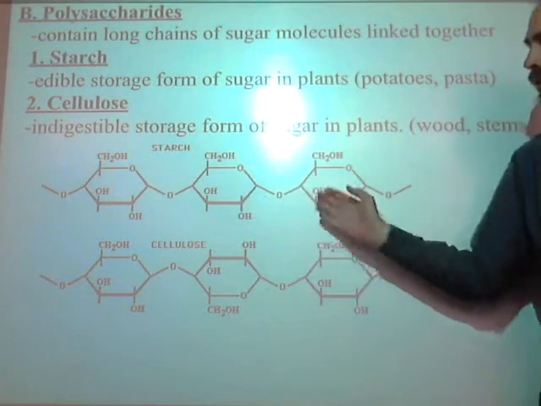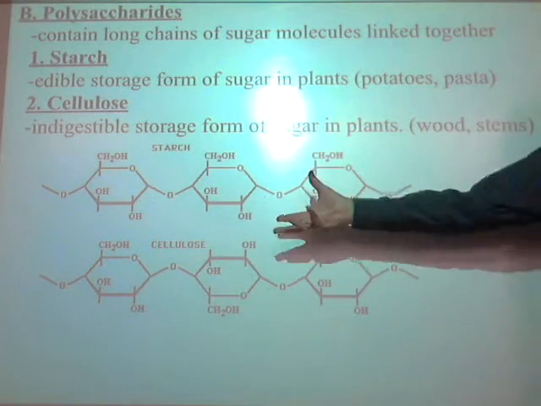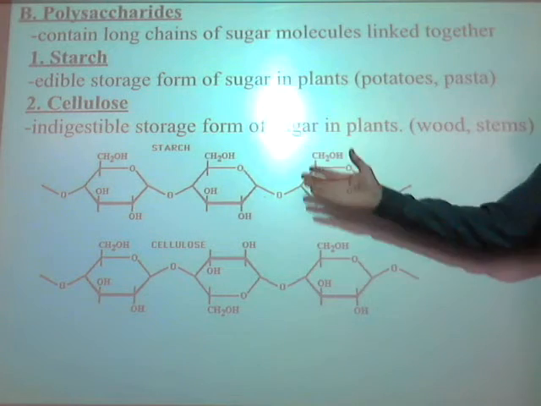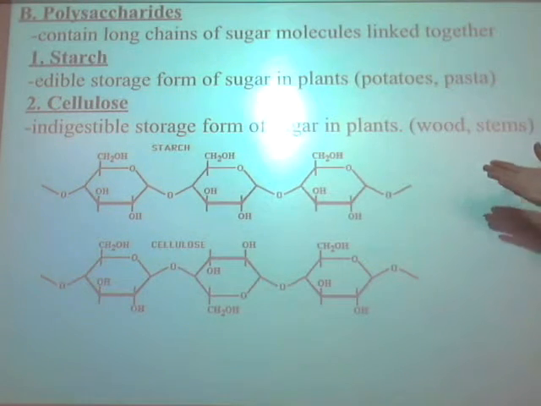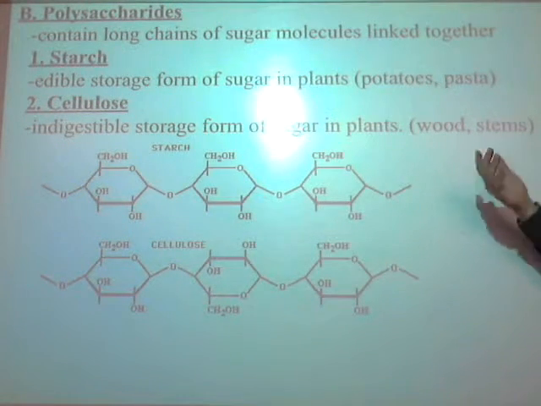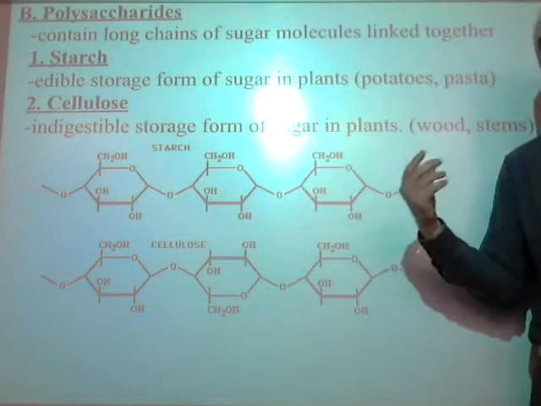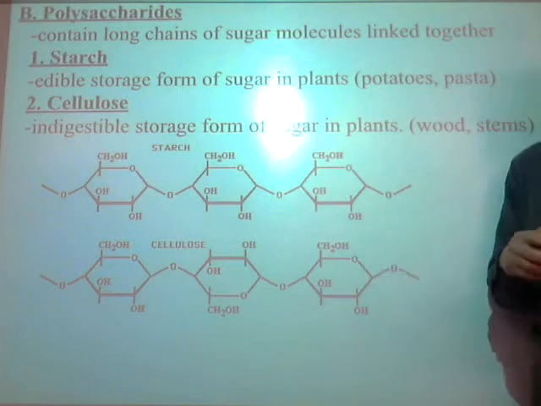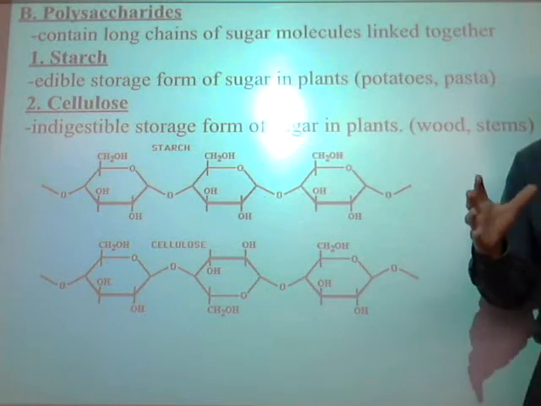But what's different between that one and that one? Yeah, they're flipped upside down. Every other one in cellulose is flipped upside down. In starch, they're all arranged the same way. You say, well, how could that possibly make that much of a difference? It's the exact same molecule. Well, that's the crazy part when we get to organic. We're going to learn about something called isomers, and lots of different isomers.